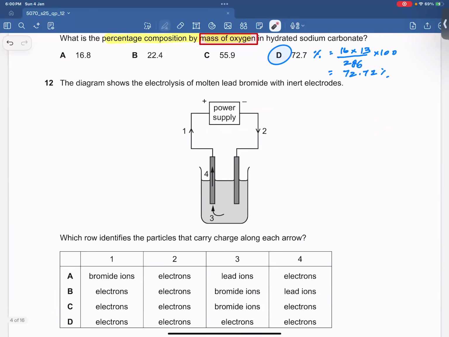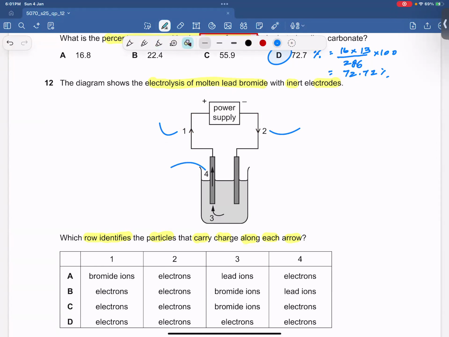Okay, next. The diagram shows the electrolysis of molten lead bromide with inert electrodes. Which row identifies the particles that carry charge along each arrow? Particles carrying charge. This is the external circuit, and in the external circuit, electron movement takes place. So one is electron, two is electron, four is electron, and three is basically lead ions. Not lead ions. Technically, this is a positively charged electrode. So bromide ions.